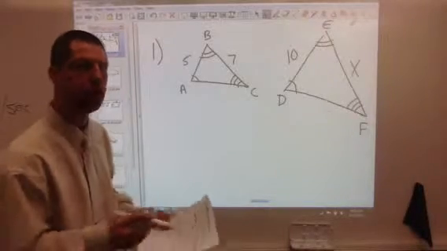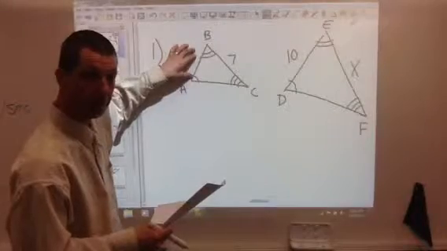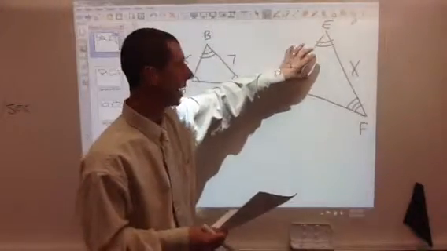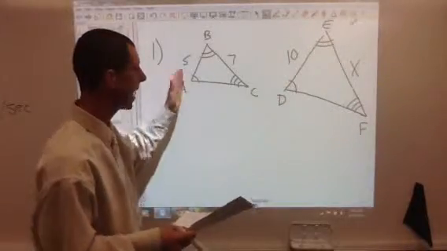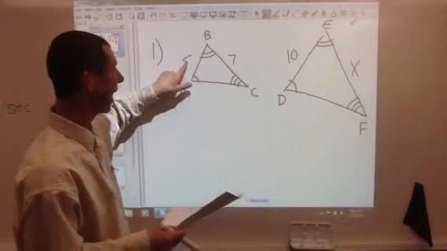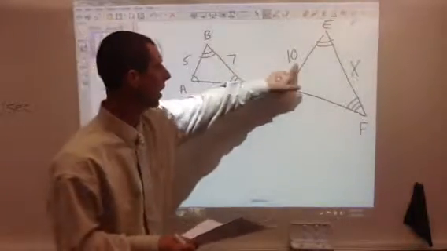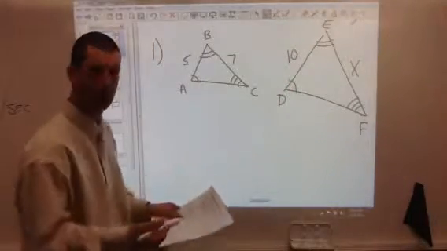What we need to do is take something off of the small one that has a corresponding side that's given off of the larger one. Corresponding sides are the same side on the other figure. So in other words, where it's 5 on the small one, that corresponds to 10 on the larger one. So that's the proportion we're going to use.